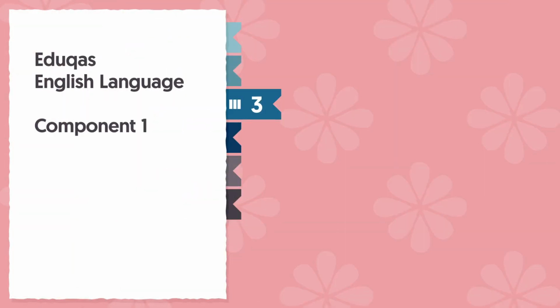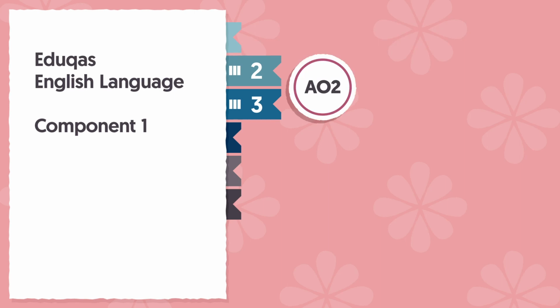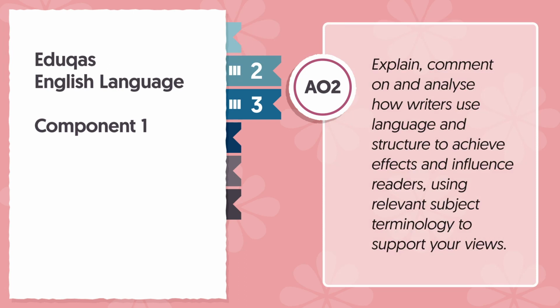In this video, we're going to talk through how to approach Eduqas English Language Component 1, Question 3. This question is just like the second question in this component, as it's testing you on the same assessment objective, AO2. Remember, this is your ability to explain, comment on, and analyse how writers use language and structure to achieve effects and influence readers, using relevant subject terminology to support your views.